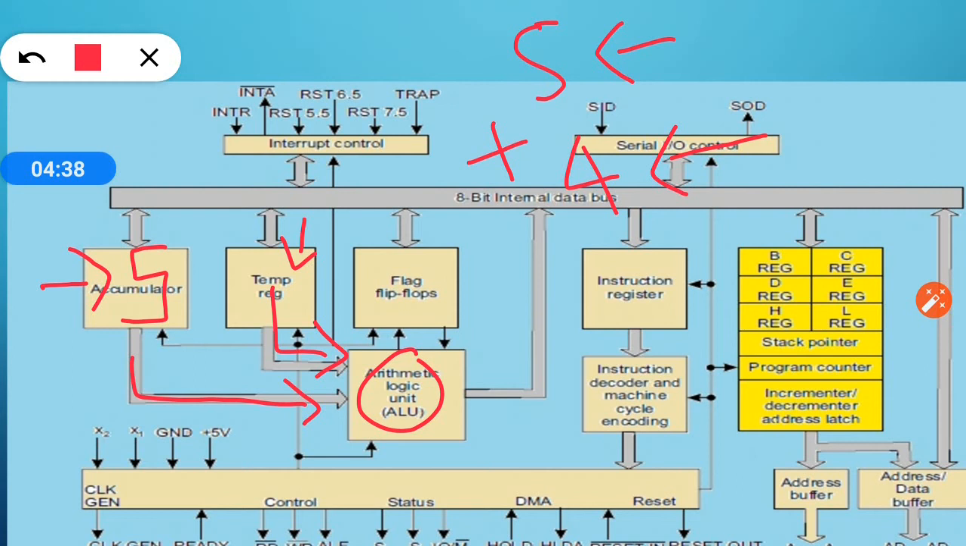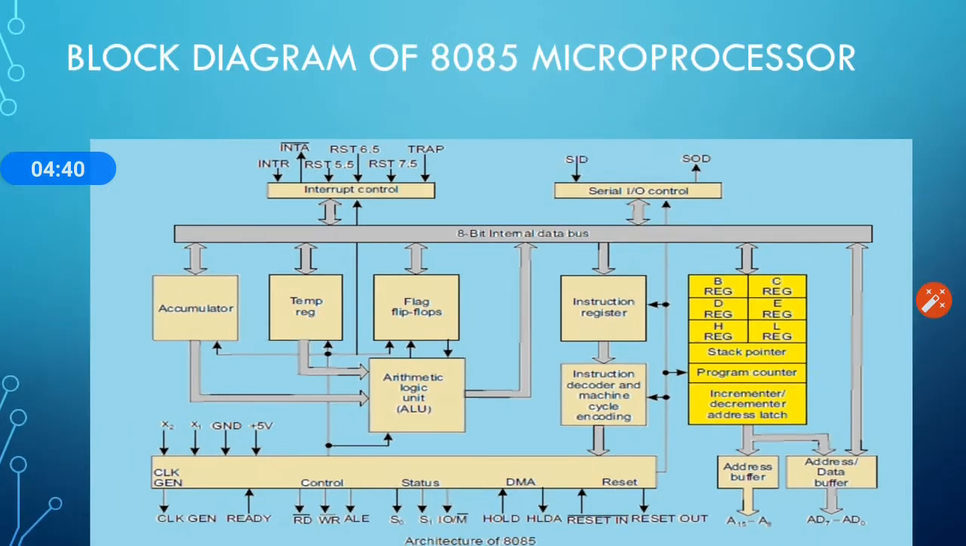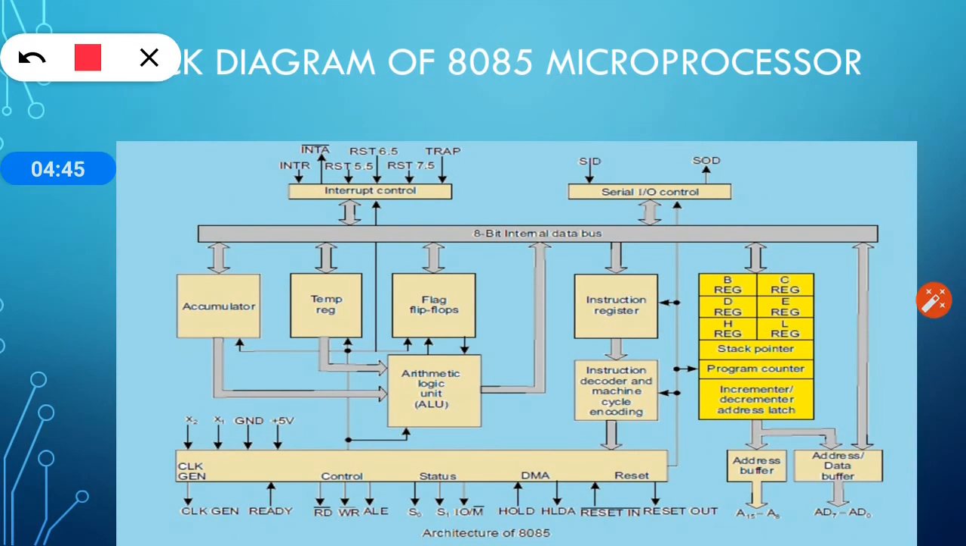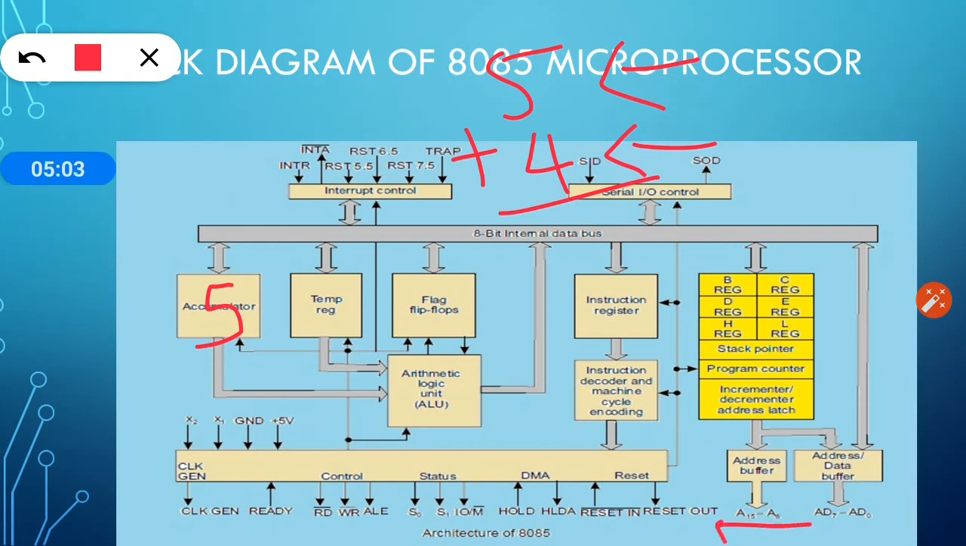I will minimize this so the idea will be clearer. Again, I want to perform addition of 5 and 4. Your 5 is loaded to the accumulator, and for the remaining number 4, there are three possible sources. The first possible source is a memory device. That means you can store your number in a memory device so that you can access it.